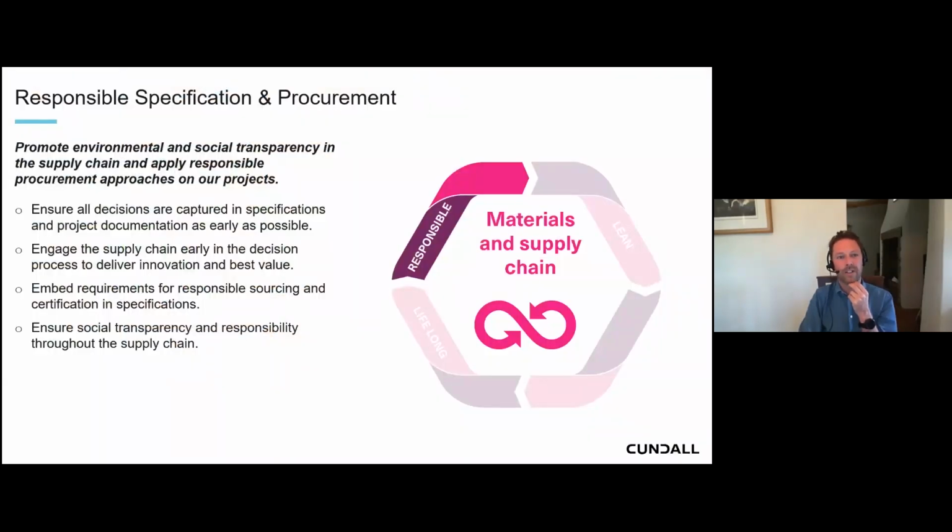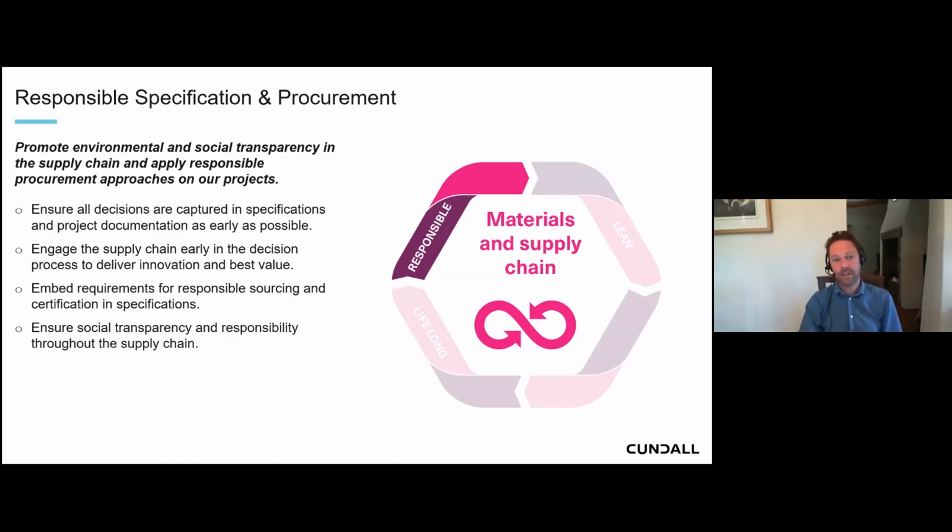So quickly finishing on specification and procurement, I think it's just important to consider how we capture all this in our specifications and get it into specifications as early as we can. We shouldn't underestimate the value of the supply chain in this, and they can bring an awful lot to this decision process with innovation and best value. So engage them, get those discussions going as early as we can.